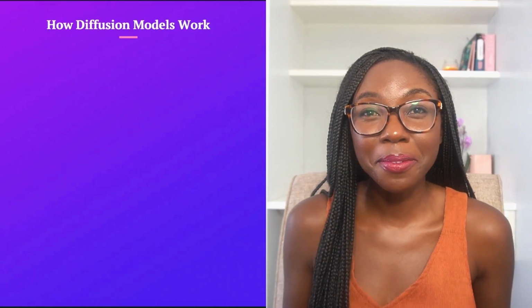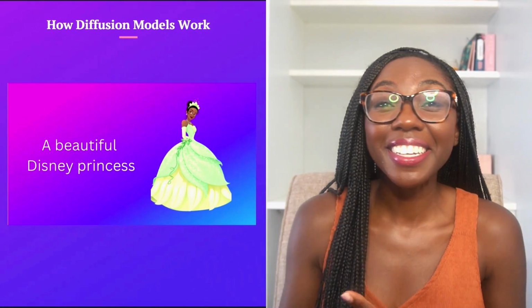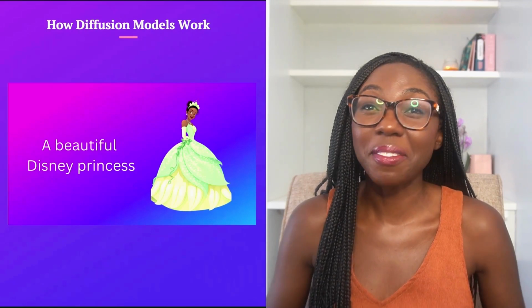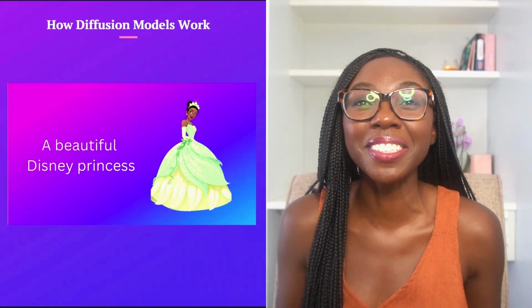So to help us understand at a very high level how diffusion models work, let's imagine we are trying to teach our model how to generate an image of a beautiful Disney princess. So the first thing we want to do is actually to find an image of a Disney princess. Here is Tiana. She is my current favorite Disney princess, and I think the people's princess in general.